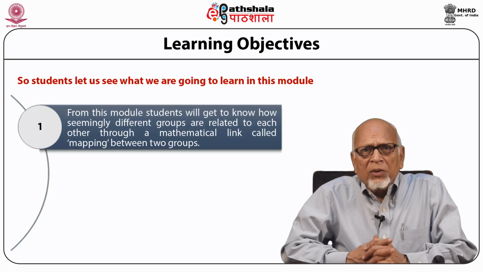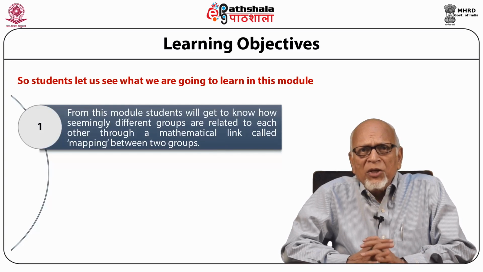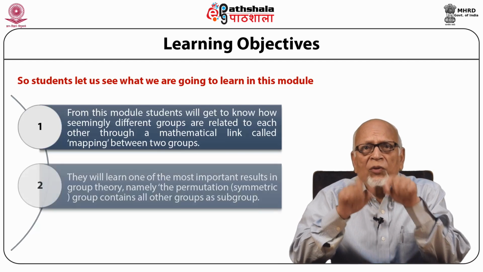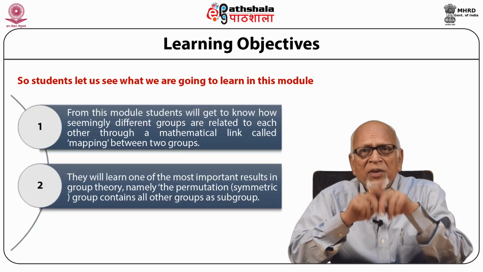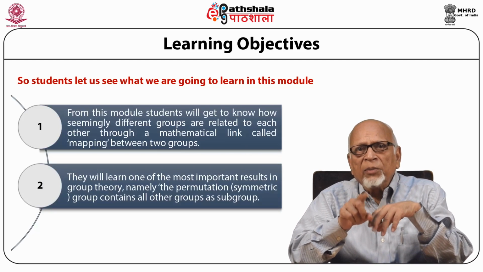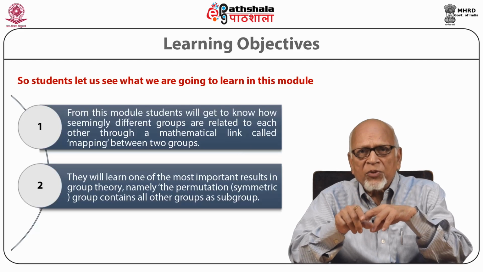In this module, you will get to know how seemingly different groups are related to each other through a mathematical link which is called the mapping between two groups. You will learn one of the most important results in group theory, namely that the permutation symmetry group contains all the other groups as subgroups. There may be a correspondence between the elements of two groups.